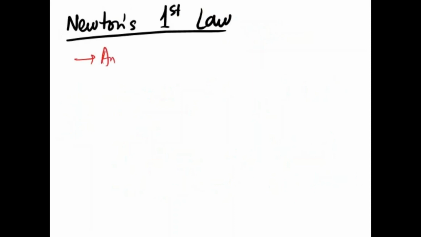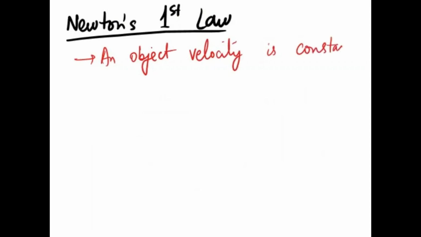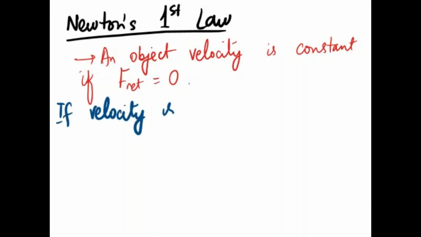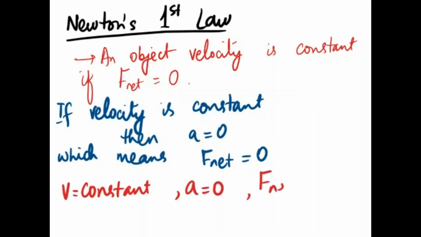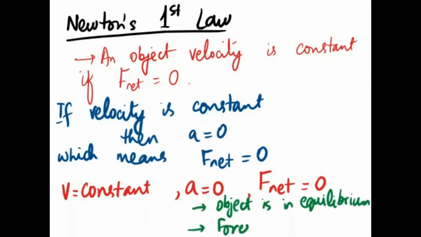Now let's return to Newton's first law, which says that an object's velocity is constant if F net is equal to 0. That's what the first law tells us. So if velocity is constant, we know from kinematics that acceleration is going to be equal to 0, which means that if the acceleration is 0, then the net force is also equal to 0. There are different ways to express it, but mainly we're looking at velocity being constant, acceleration being 0, and the net force also being equal to 0. So the object is in equilibrium, or we can say that the forces are balanced.